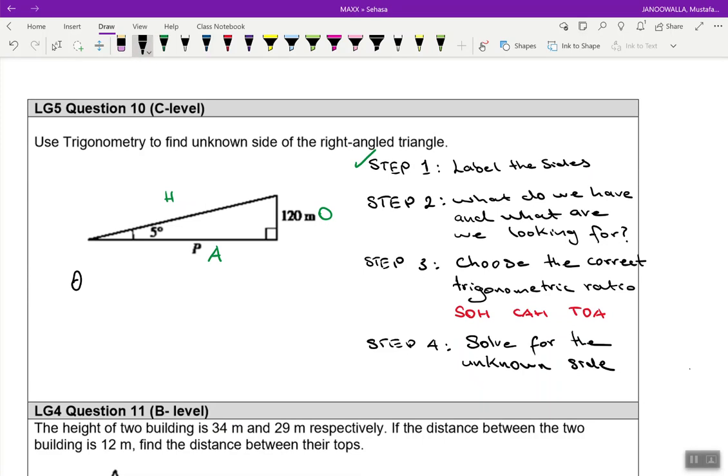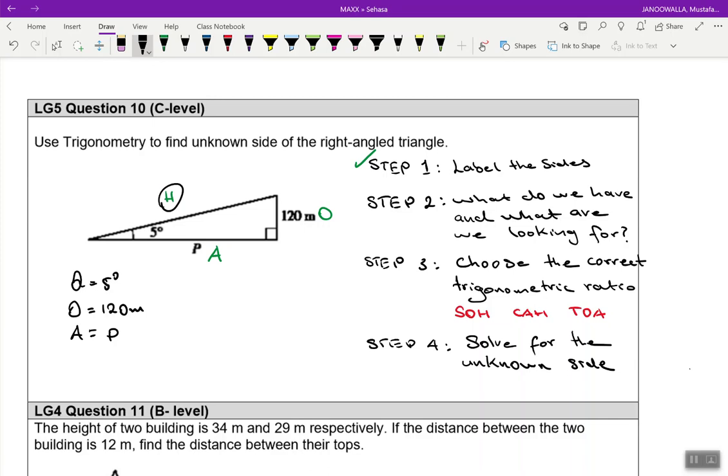I've been given the angle, which is 5 degrees, so theta is 5. I've been given the opposite, which is 120 meters. I'm looking for P, so that's the adjacent. Hypotenuse is irrelevant in my situation. I don't have any value for it, and I'm not even looking for it.